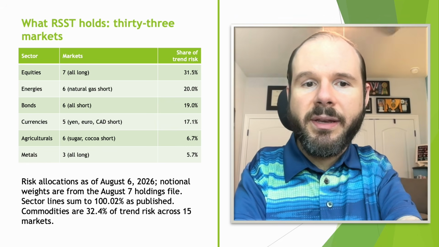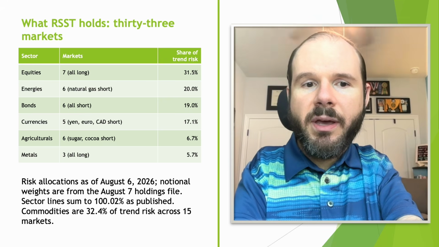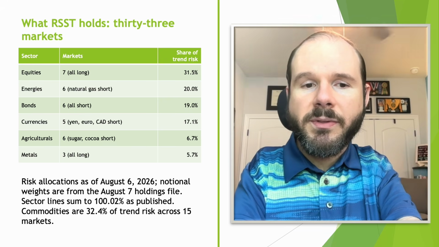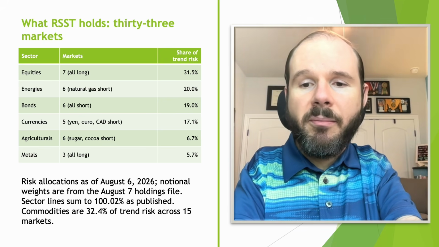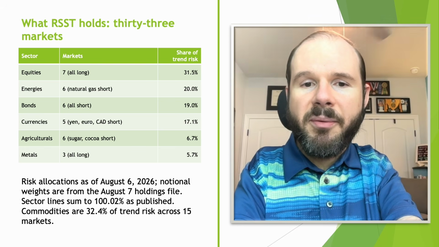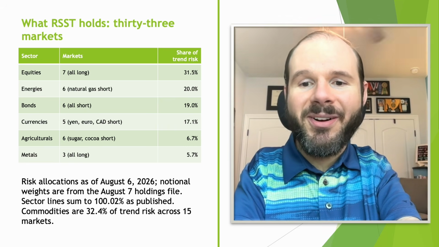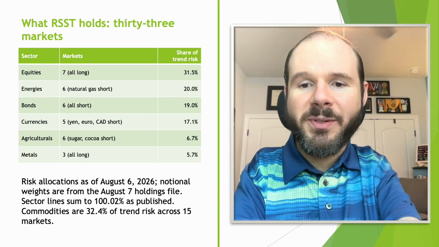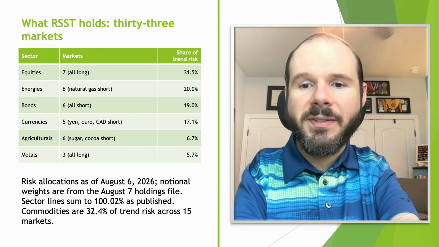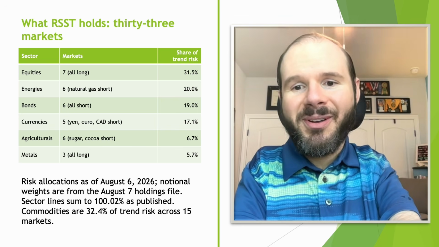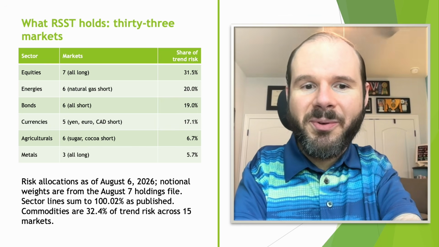Indeed, they bring in energies futures, they bring in agriculturals. Metals represent a much lower portion of their holdings. So that's kind of an explanation right there why DBMF has been performing so much higher than the managed futures sleeve of RSST and RSIT. It all comes down to gold and crude oil.